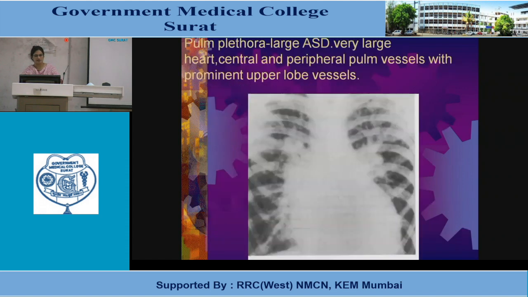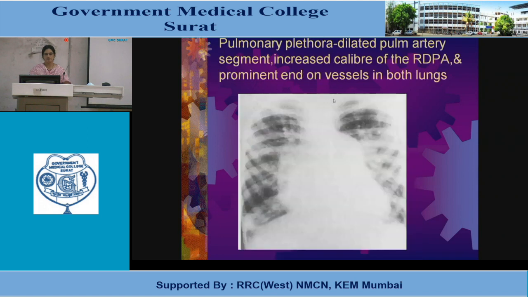So you can see, just visually, that there is pulmonary plethora, a very large heart, central as well as peripheral pulmonary vessels, and prominent upper lobe vessels. Again, a case of pulmonary plethora: dilated pulmonary artery segment, increased caliber of the right descending pulmonary artery, and prominent end-on vessels in both the lungs.